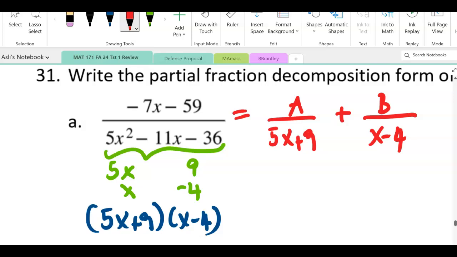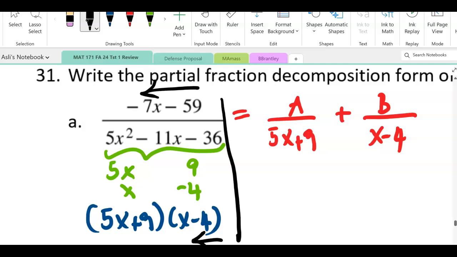So here's the thing, it doesn't really matter which one you put, a or b. In the end, all of us will have the same value over x minus 4. All of us will have the same value over 5x plus 9. All right, so then we will forget this portion. We're not going to deal with that.